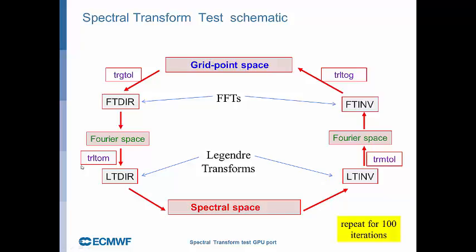And you go around through the direct transform. So again, Fourier transforms, Legendre transforms, with the transposition stages in purple here. And you repeat this for 100 iterations. So you start off with some data, you go around one iteration, slight perturbation to the results you expect it to be, can't be exactly the same.